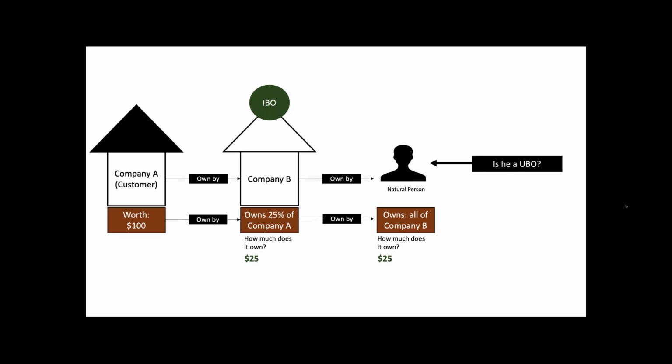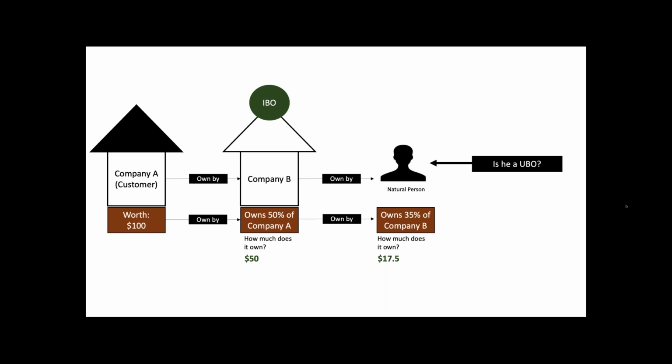Now, is he a UBO? Yes, he is. Why? Because he owns 25% of company A via company B. Absolutely. So he owns 25% of company A indirectly. What about this guy? Is he a UBO? No, he's not. Because he only owns 17.5% of company A. No, he owns 35% of company A. 35% is what he owns of company B.